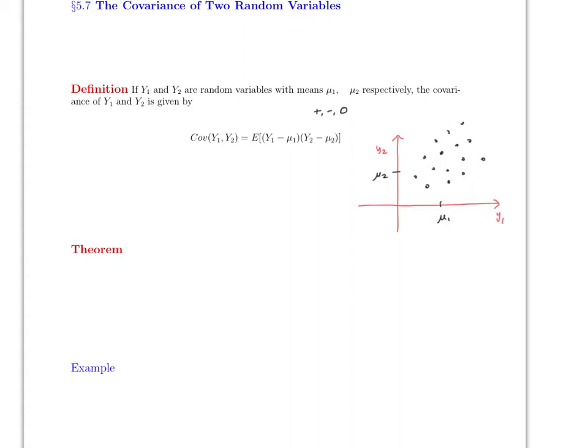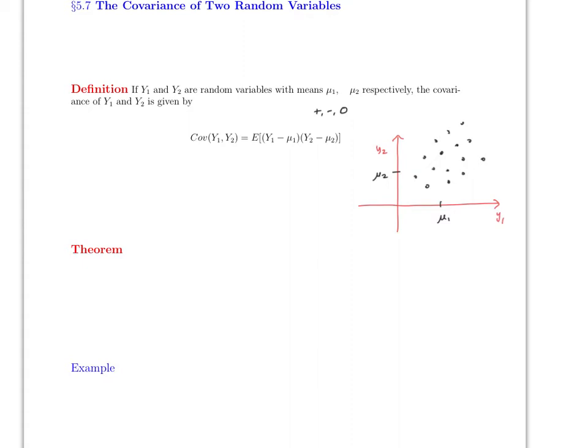If the covariance is positive, that means that as y1 increases, y2 increases too, or if one decreases, the other one decreases too. If the covariance is negative, that means that one increases, the other one decreases, so they do the opposite. If the covariance is 0, that means there is no relationship between the two, which means they are independent pretty much. Okay.